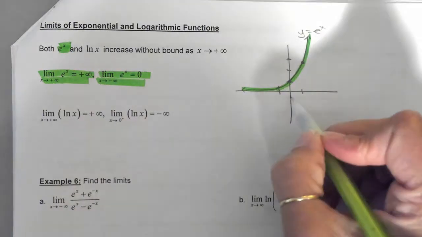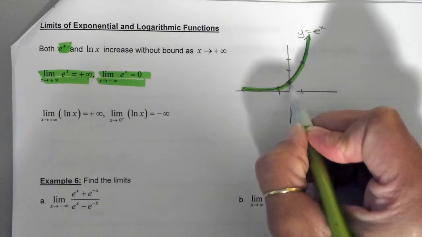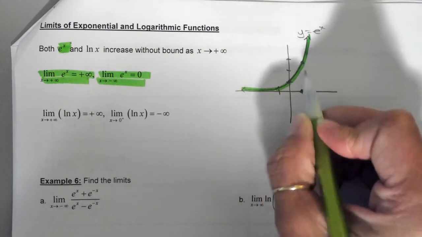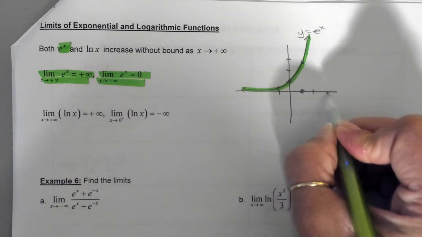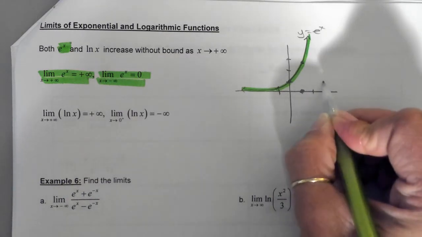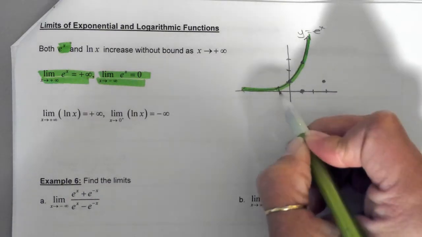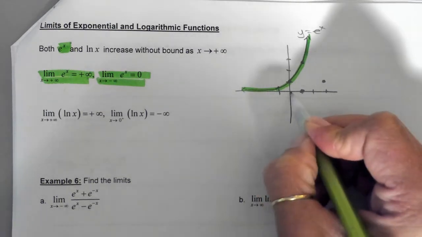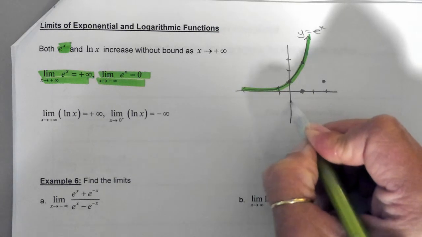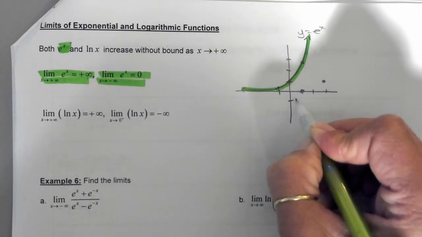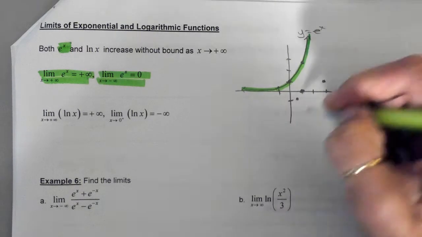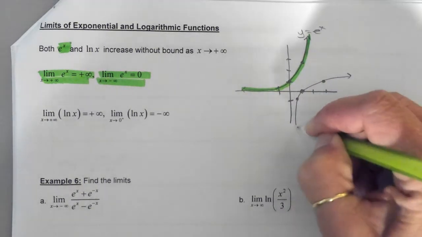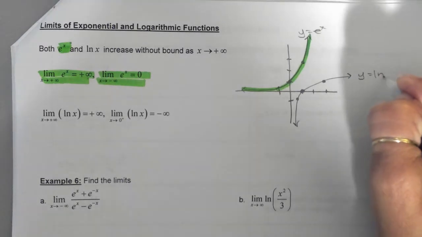But if I know that they're inverses, if this is the point (0, 1), then (1, 0) is going to be significant. If this is the point (1, 2.7), then (2.7, 1) is going to be significant. If this is (-1, approximately 0.4), then (0.4, -1) is important. Agree? Okay, because now my graph goes like this. And this is y is equal to the natural log of x.